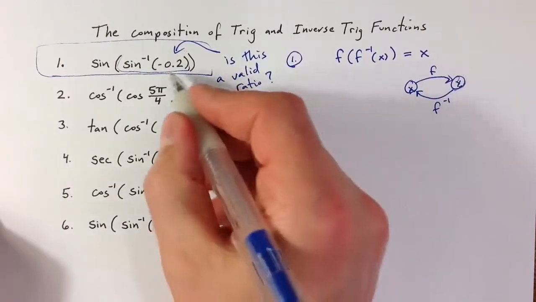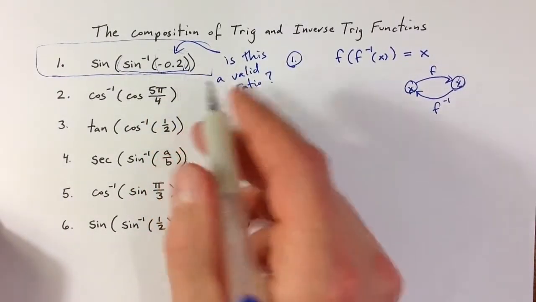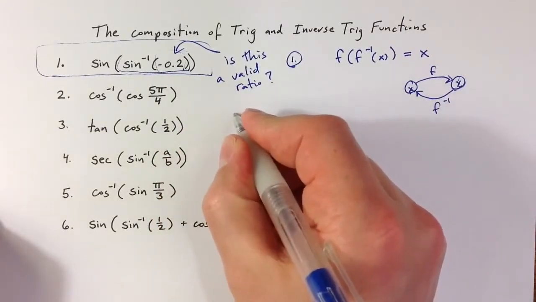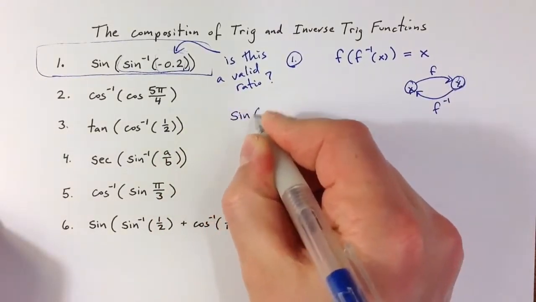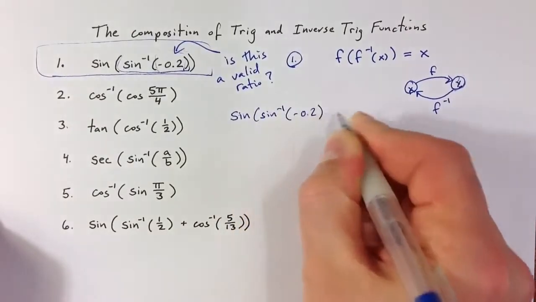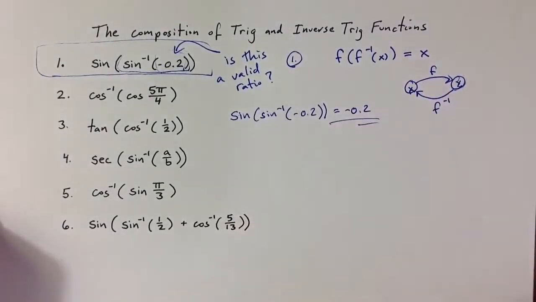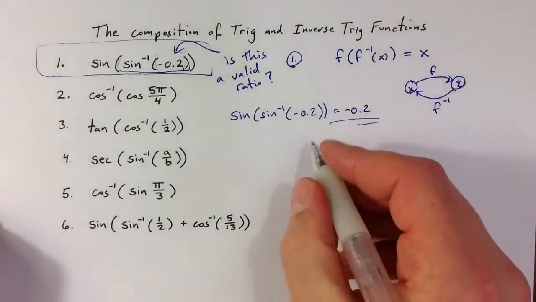So the only issue is that maybe this would not be a valid ratio. It is a valid ratio, and so we simply get sine of sine inverse of negative 0.2 is equal to negative 0.2. But if it wasn't valid, then it would just be undefined.